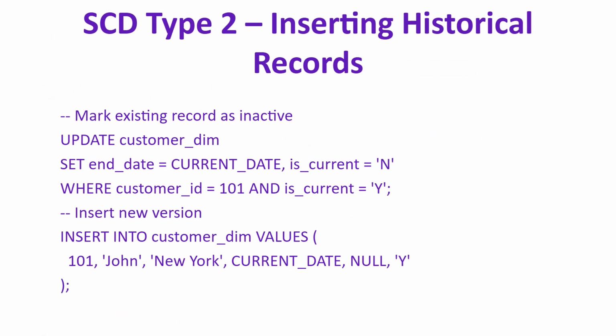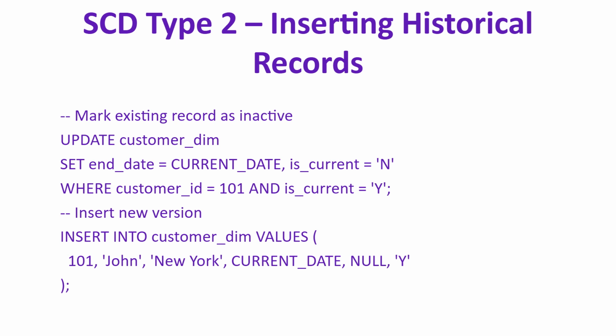When a change is detected, we first update the existing record by setting is current to N, that is no. Then we insert a new version with the updated address, with is current set to Y, that is yes. This allows us to track the full history of changes.